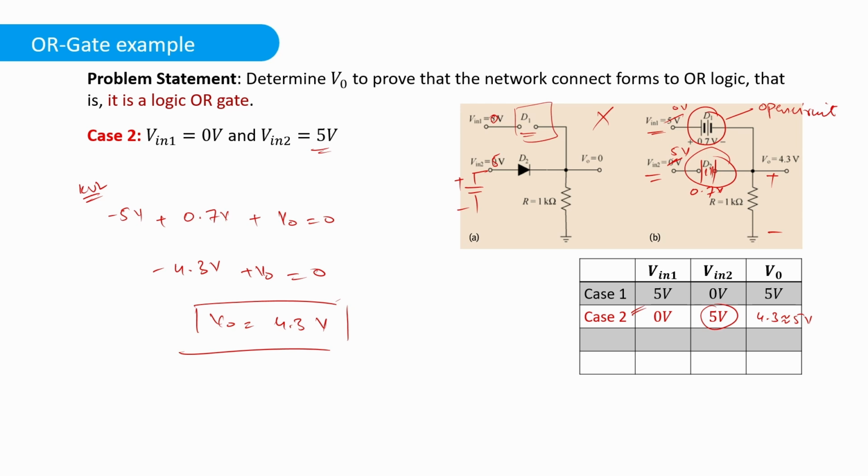Okay, so previously we calculated this as 4.3 volts. I assumed it as 5 volts and wrote it here as 5 volts, because for a logic gate, 1 acts as an on state, 0 acts as an off state. So you can simply write these values directly over here. Now we will go to the third case, where we will apply voltage to both terminals and see what happens.